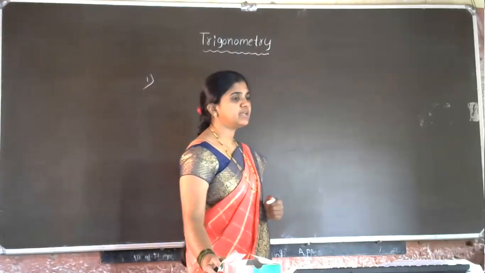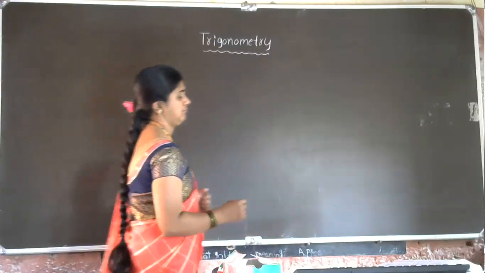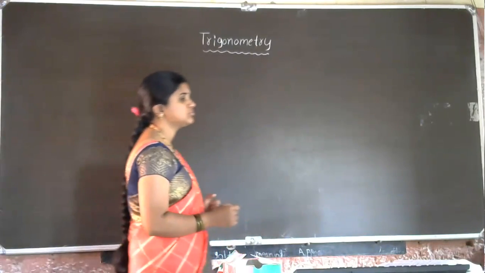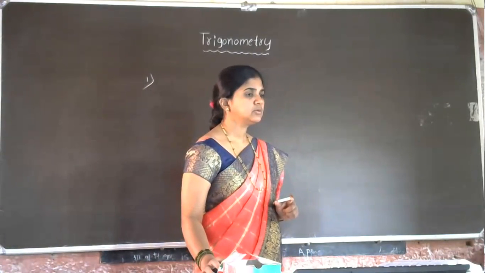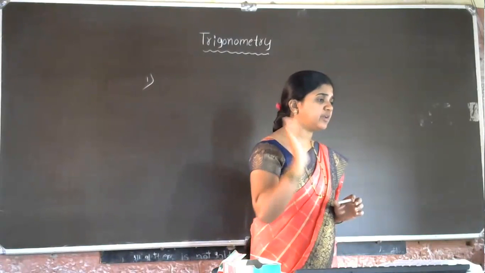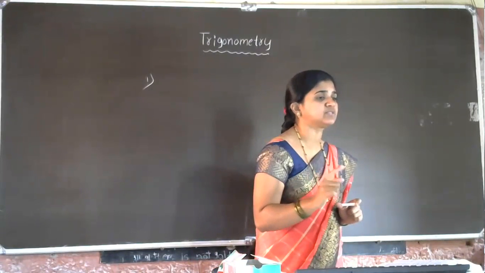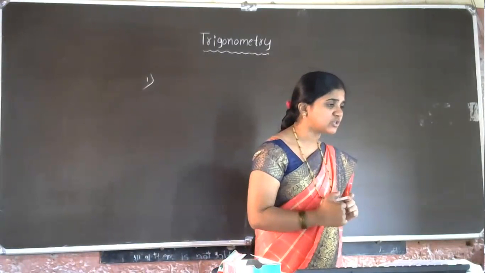See, this is the condition. Now it's time for Neha. Yes, tell me fast. Sin C is equal to AB divided by AC. I don't want that one. I'm asking for the final result of trigonometric ratios of complementary angles. What we discussed in the last class, what result we got.